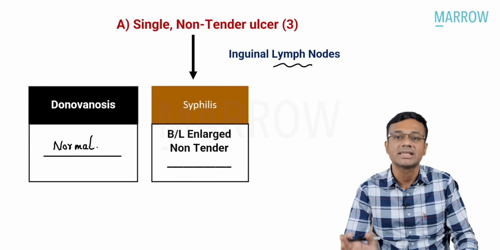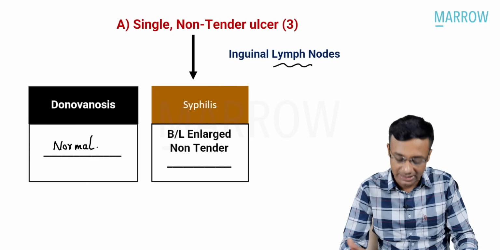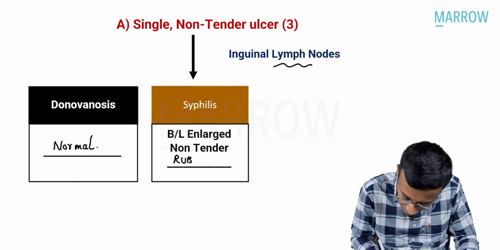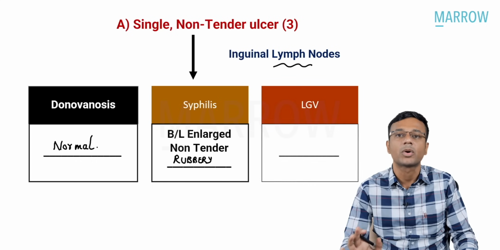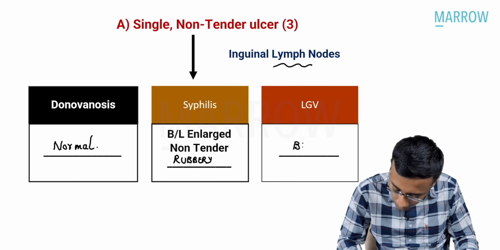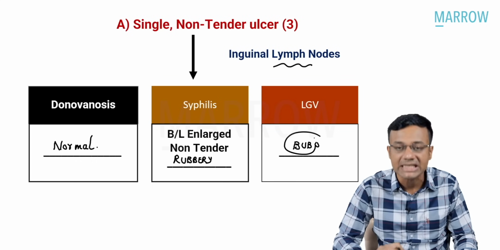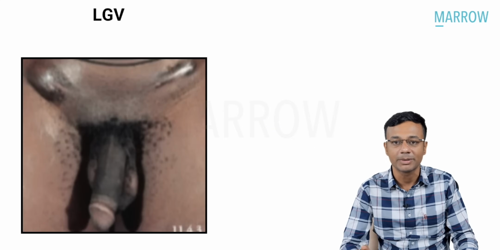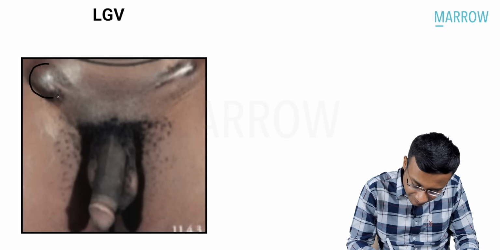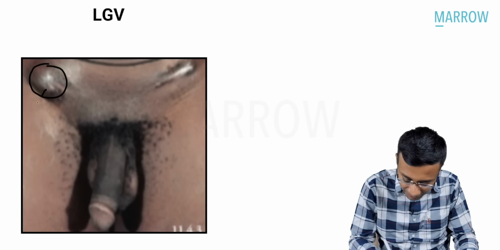In syphilis, what happens is you get bilateral, non-tender, enlarged, rubbery lymph nodes. So the consistency of the lymph nodes here is going to be called rubbery. Whereas in LGV, what we're going to get is a bubo. What is a bubo? Bubo is an enlarged lymph node which is tender, which is filled with pus, suppurative inguinal lymphadenopathy.